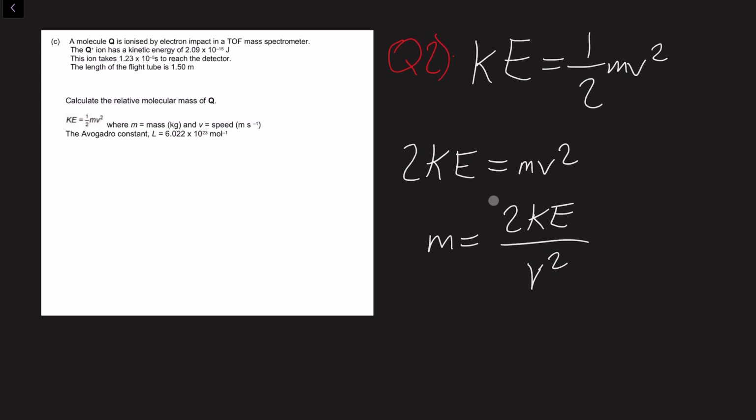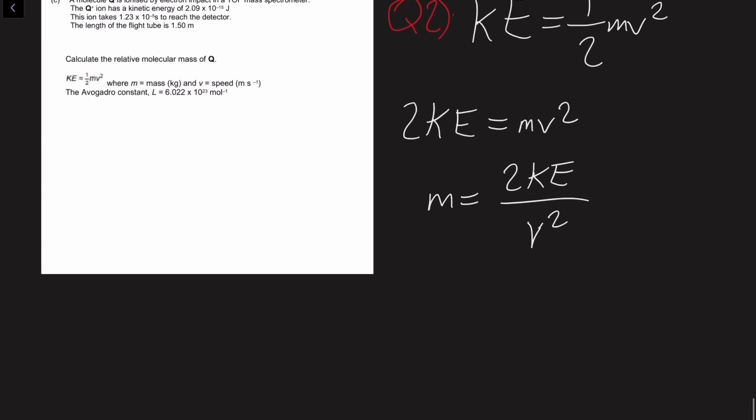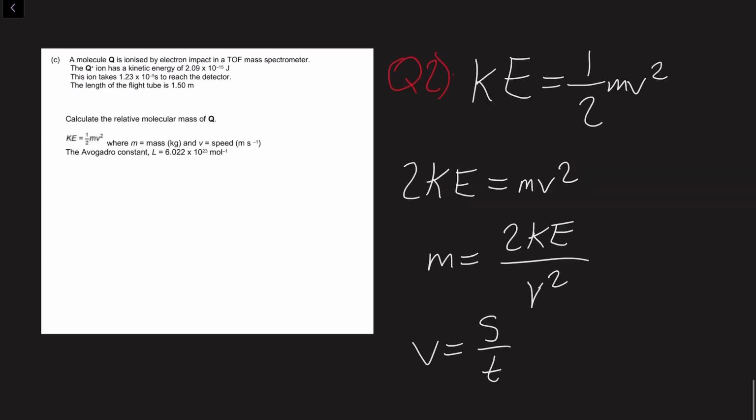So in order to find the mass, we need the kinetic energy, which is given, but the velocity is not given, right? So the first thing we need to do before we can find the mass is find the velocity. And in order to find the velocity, we need to use this equation here, v equals s over t.